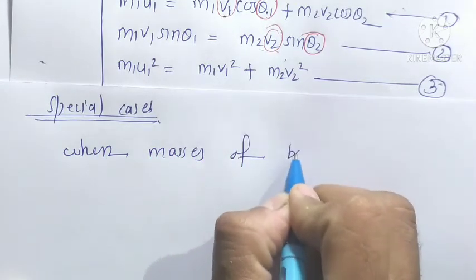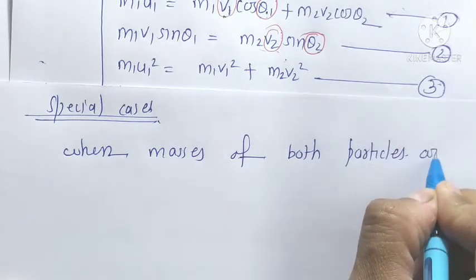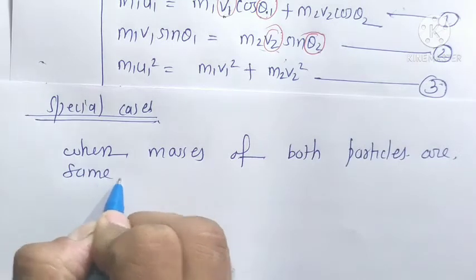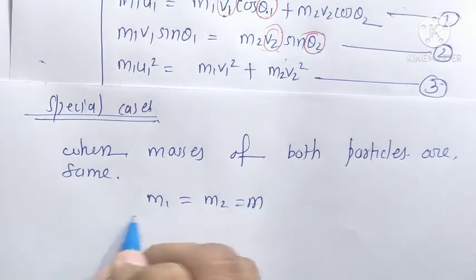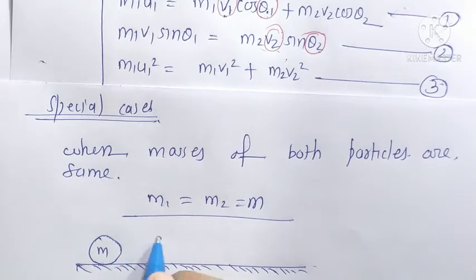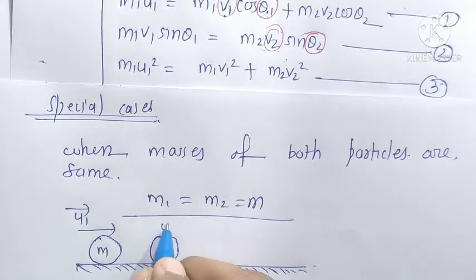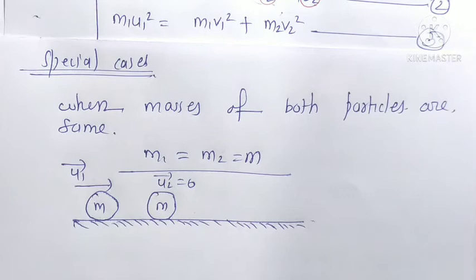When the masses of both particles are the same, I mean m1 = m2 = m. The first body and second body both have the same mass, but the second body is at rest and the first body is moving with velocity u1. Then what happens after that?